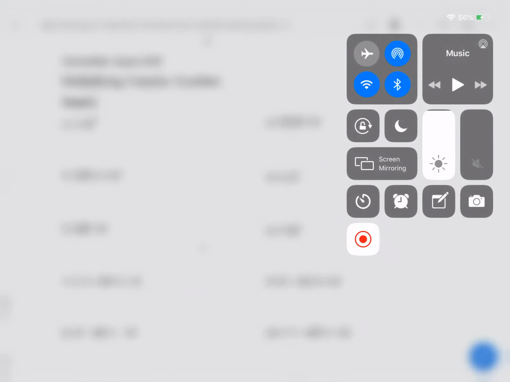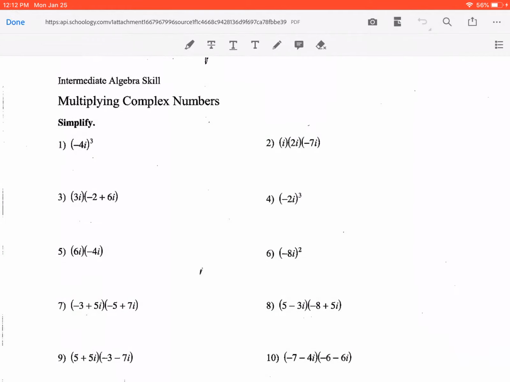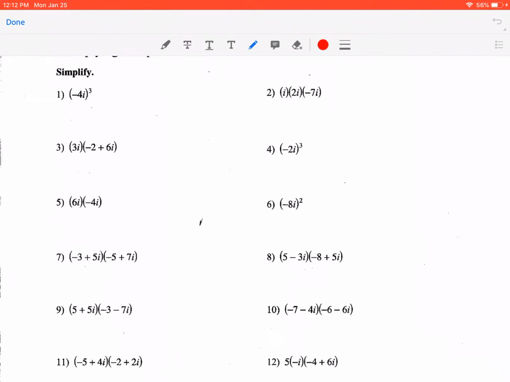Okay, these are the notes for multiplying imaginary numbers. And this is just going to help you to review. Then you'll have an assignment right after this, so just make sure you check the assignment folder. So I'm going to go over some of these problems here just to give you some practice, probably go up to maybe number 10.